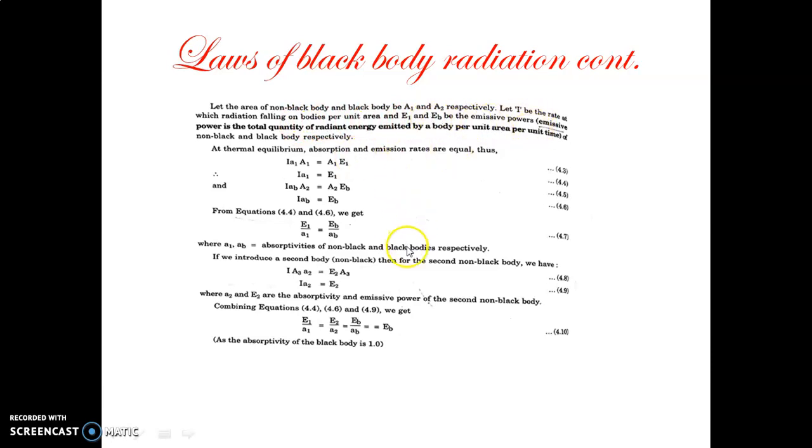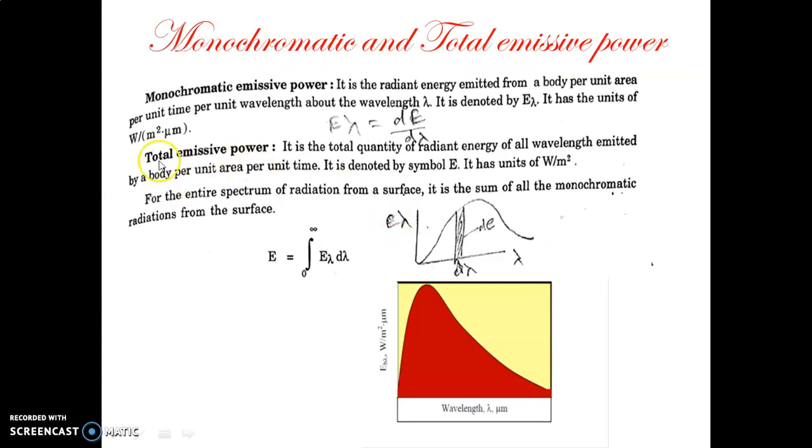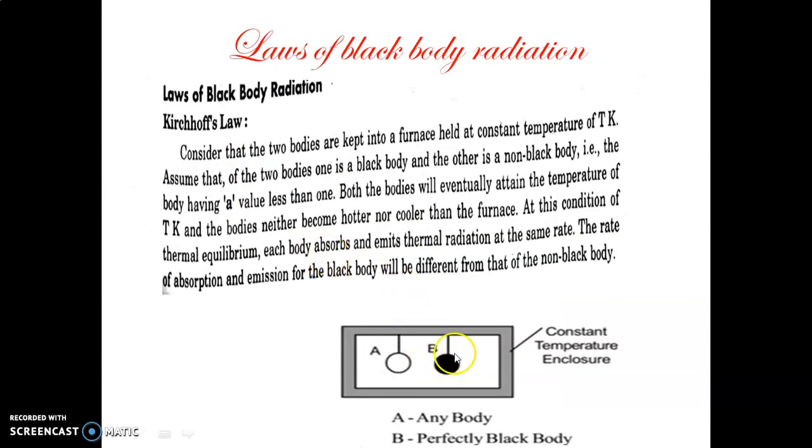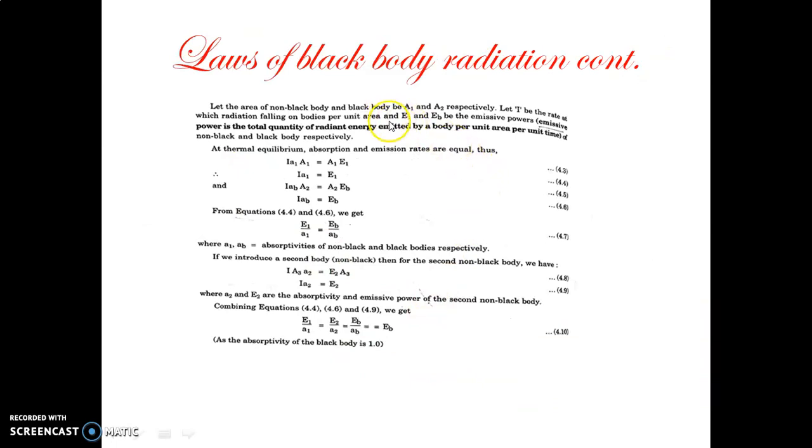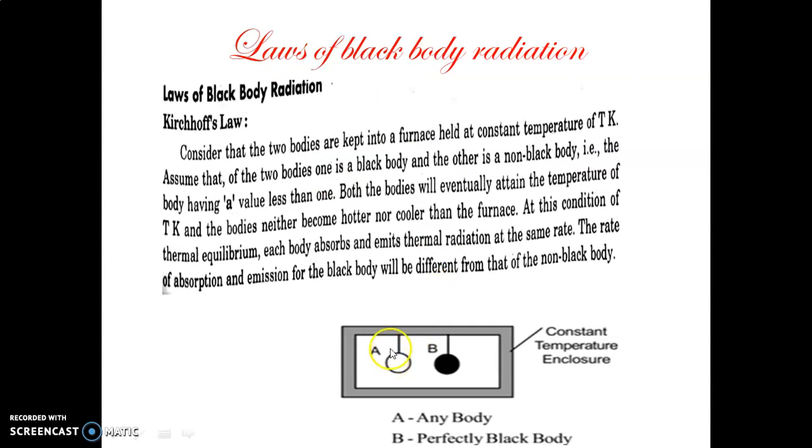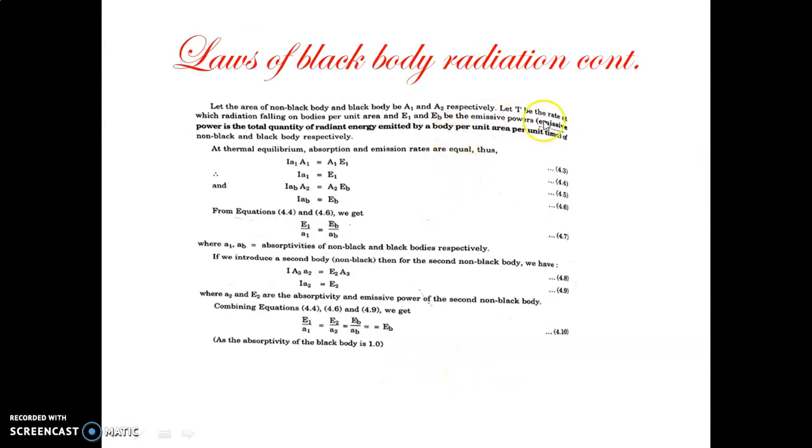E1 and EB are the emissive powers, the total emissive power that we have already discussed. For these two bodies, it is called E1 for the non-black body and EB for the black body. Then at thermal equilibrium, the absorption and emission rates are equal.